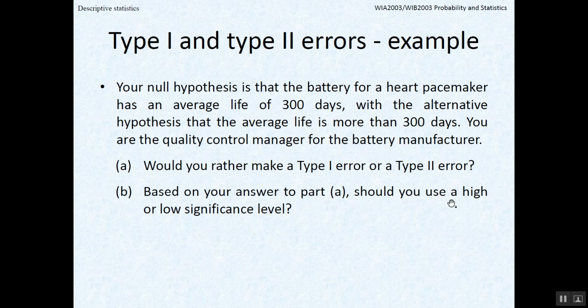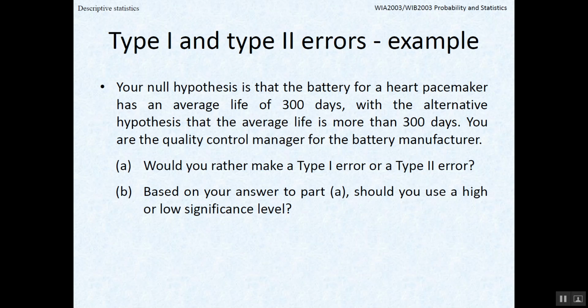Okay, so for example, there's an example here. Your null hypothesis is that the battery for a heart pacemaker. Do you know what a heart pacemaker is? The pacemaker that you put in a heart, to help regulate your heartbeat, right? So the heart pacemaker has an average battery life of 300 days, with the alternative hypothesis that the average life is more than 300 days. You are the quality control manager for the battery manufacturer. Would you rather make type 1 error or type 2 error? Okay, you think about it.